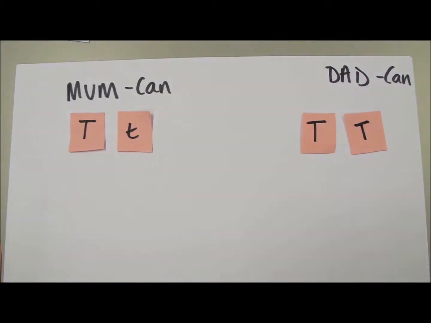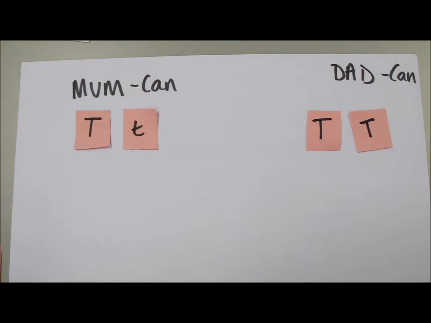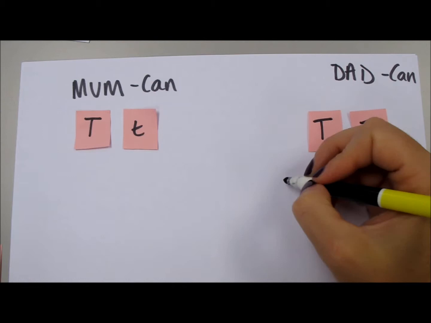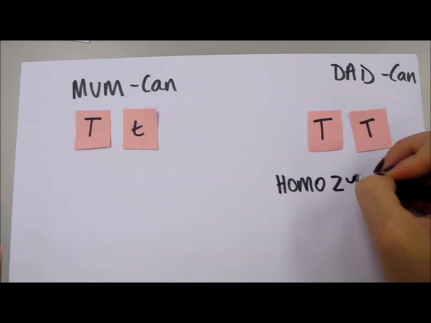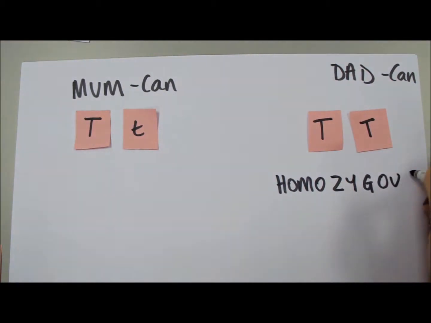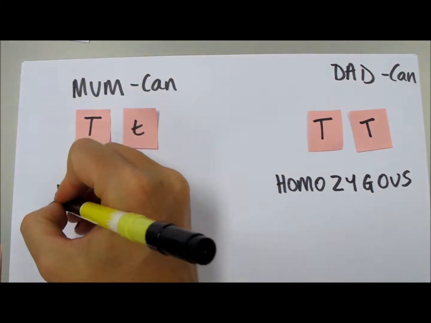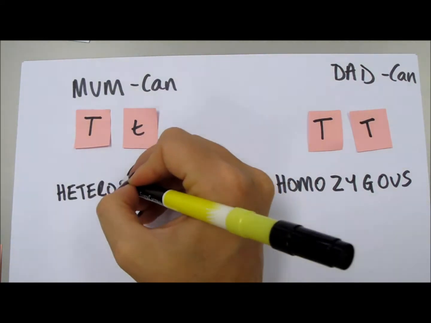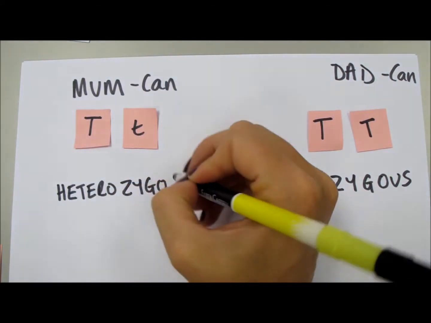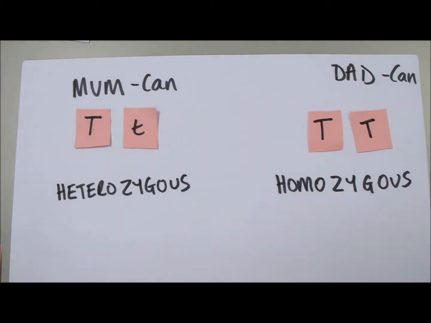So it's a good opportunity for us now to introduce a new word. This, where you have the same allele twice, we call homo, meaning the same, and zygous, and that's to do with alleles, so the same alleles. And this one is different, so hetero, meaning different, and zygous, meaning to do with the alleles. So this person is heterozygous and this person is homozygous.